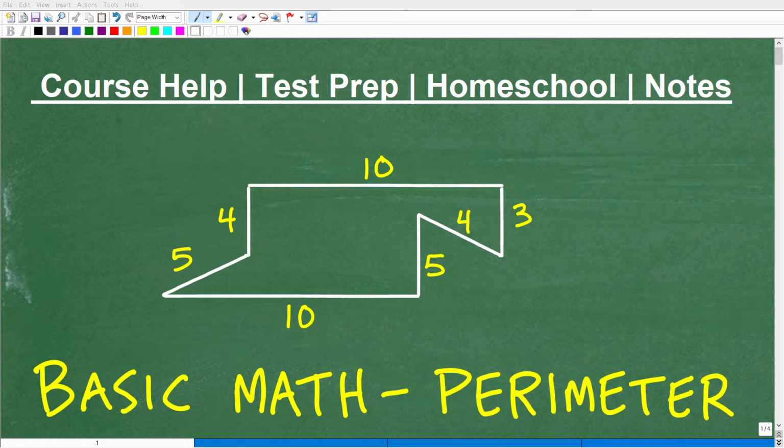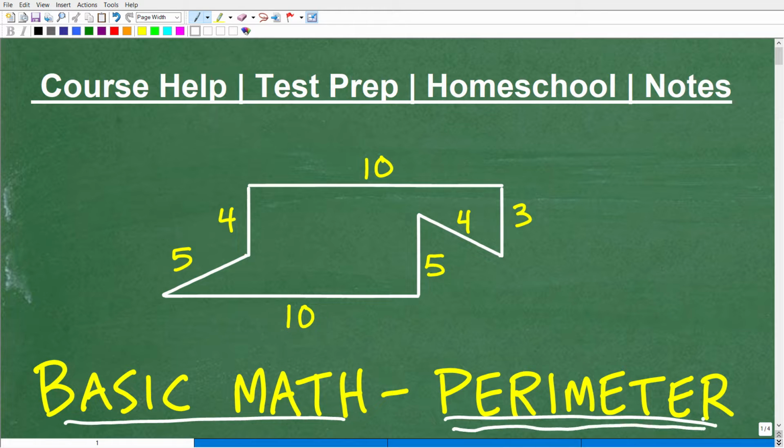Okay, let's talk about a really important basic math concept, and that is the perimeter. We're going to learn about the perimeter by doing this problem here in a second. Not only is this a basic math concept, you'll see this in middle school and high school level mathematics. So you need to know the perimeter. And if you forgot what the perimeter is, stick around for a couple minutes. You'll see exactly what the perimeter is.